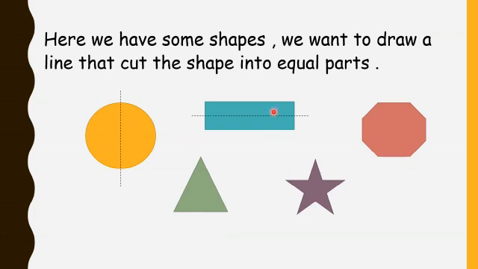And this line cuts the rectangle into two equal and similar parts. And this line cuts the hexagon into two equal and similar parts. This line cuts the triangle into two equal and similar parts as well. And as for the star, this part is equal and similar to this part.